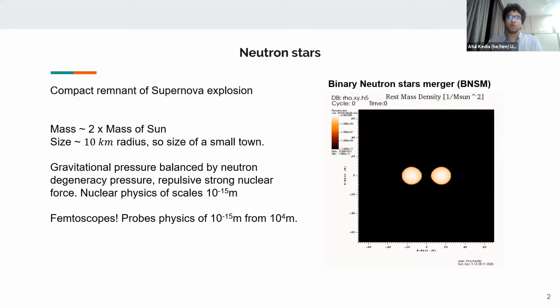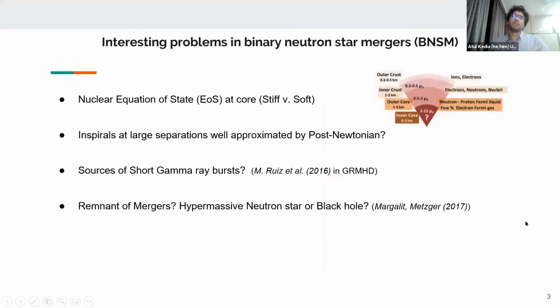So now, why do we want to study binary neutron star mergers? It's because of many different reasons. Firstly, they are probes of the nuclear equation of state.